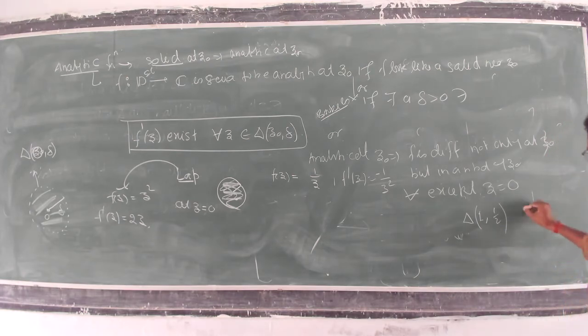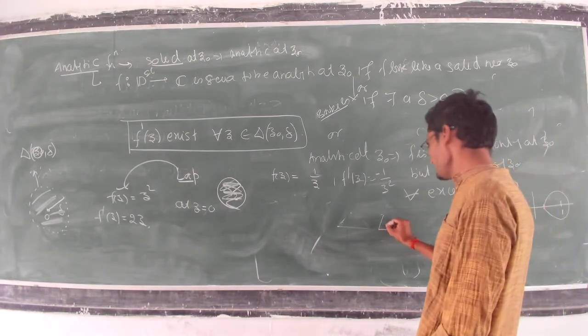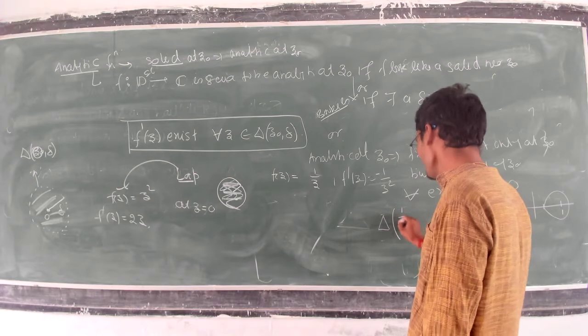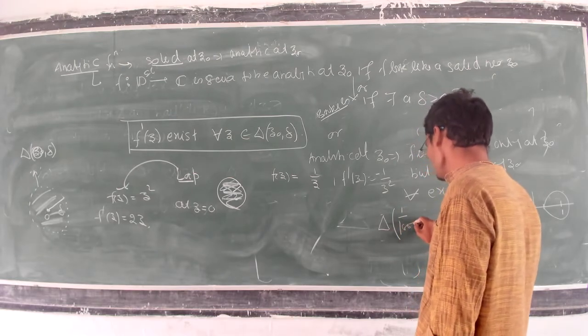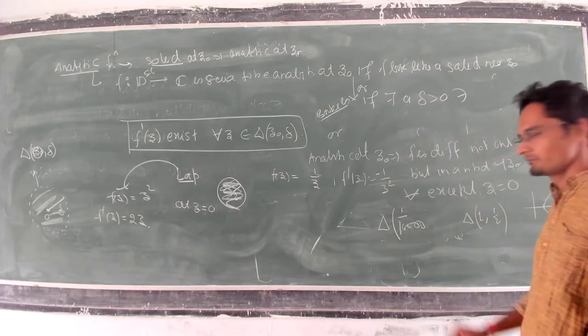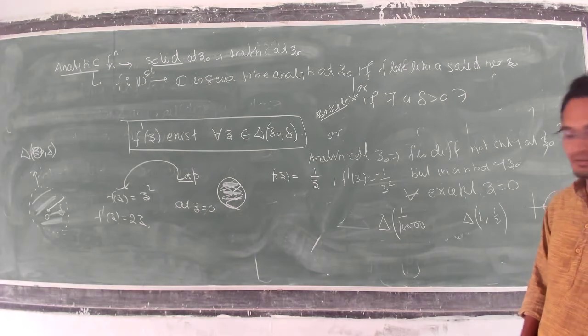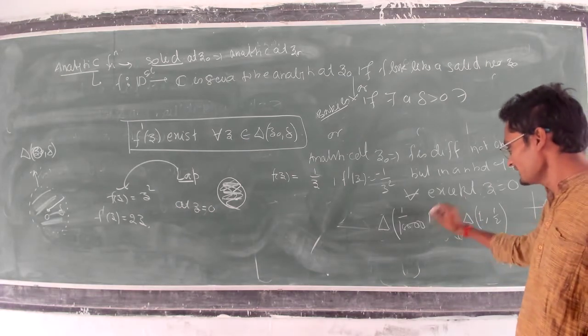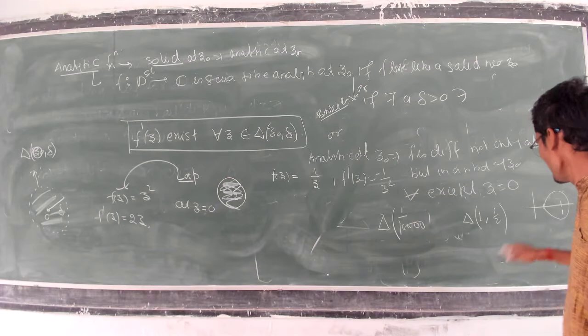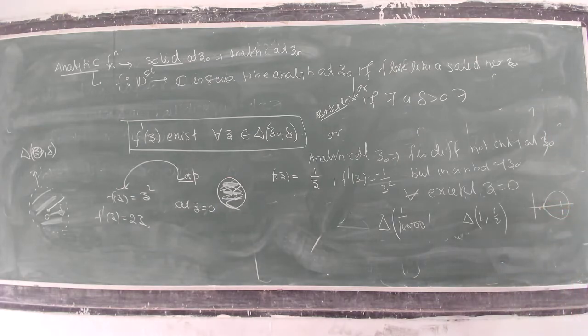If you are taking this as the 1, then half radius will be like this. If somebody asks, can you check this at 1 over 1000? Then your answer is again yes, because you can take this as the center. Suppose 1 over 1000 is here, and it is very near, but you can again take one small radius.